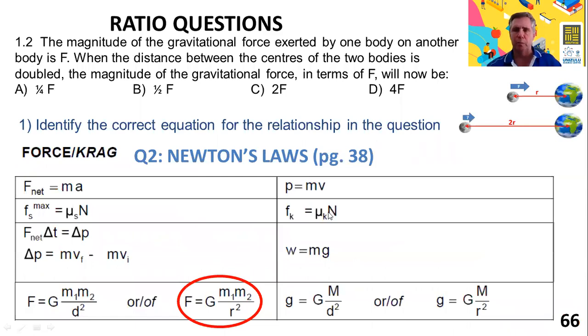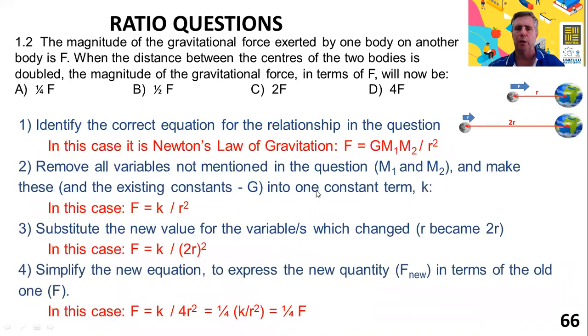So there's a very systematic 4-part method given to you on page 66. If you're not sure how we got answer A, let's go through it together. Step number 1, identify the correct equation for the relationship in the question. The relationship is gravity between two bodies. So on page 38, the first page of data sheets, we choose Newton's law of universal gravitation, and that's the correct equation.